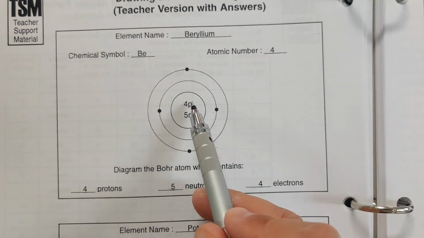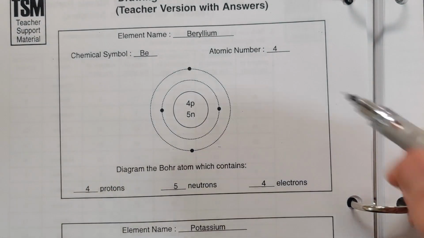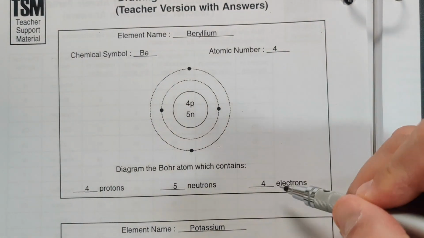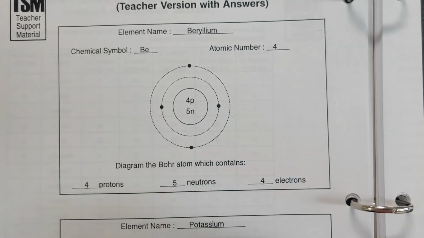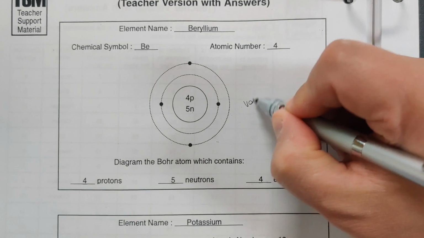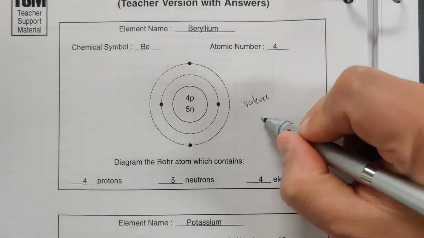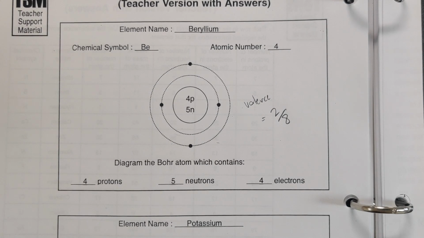Then how many electrons do I have to place? Well, if it's 4, I have to put 4 electrons. So the first ring can take 2. So I draw a ring and I put 2. And that means I have 2 left over. So in the next ring, I draw 2 more. And I could say valence, which means the outer shell, equals 2 out of 8 possible that it could hold. Cool.